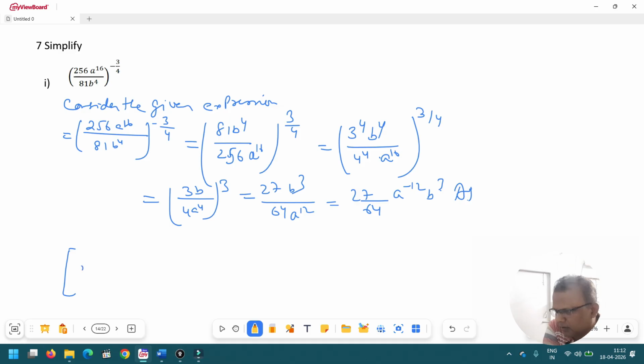a का पावर m का पावर n equal to a का पावर m n, and a का पावर m बटे a का पावर n equal to a का पावर m minus n. Formula we have used there.